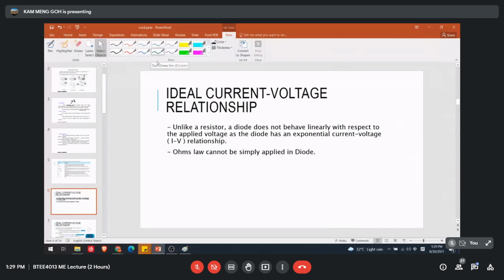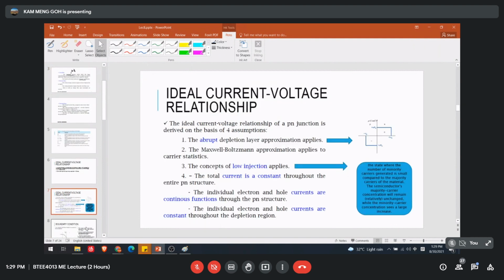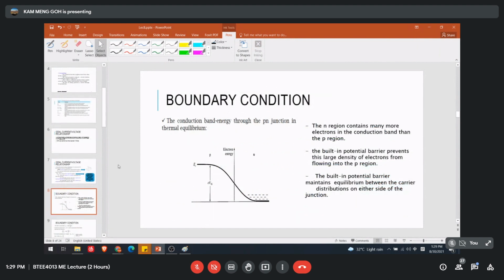So for your information, Ohm's law cannot be simply applied on the diode because it has its own condition. It does not happen in a linear way. You can see this is a non-linear graph actually. So, just for your knowledge, the ideal current-voltage relationship is based on four assumptions: abrupt depletion, Maxwell-Boltzmann, low injection, and so on. The important one is the boundary condition over here, because it will involve some of the calculation.